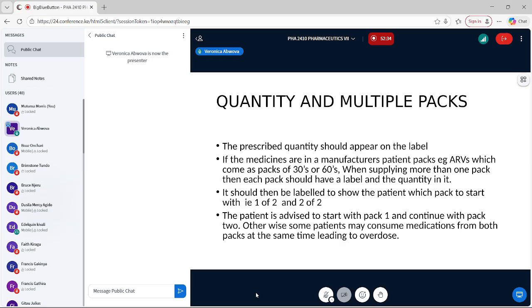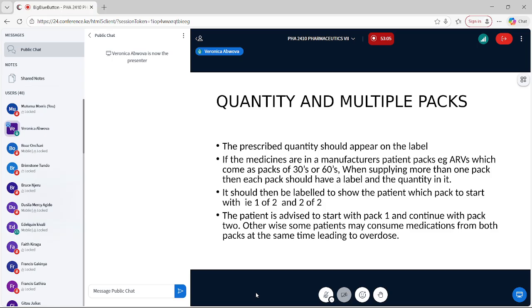So say, if you are giving a patient drugs for 2 months, okay? You have one pack containing 30, another pack containing 30. You're giving them both to the patient. What we are saying, each of those packs should have a label, and you indicate on one, pack 1 and pack 2, okay? So 1 of 2 and 2 of 2, and then instruct the patient. Talk to the patient and tell them that these are the same drugs. You finish one before you start the other.